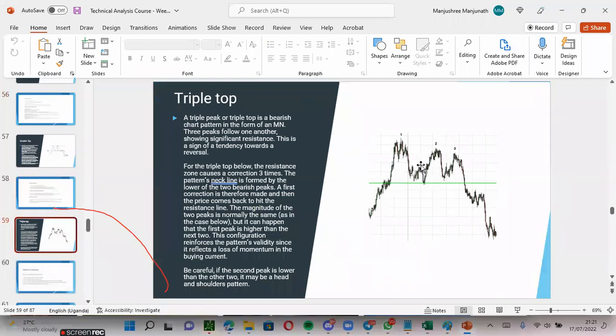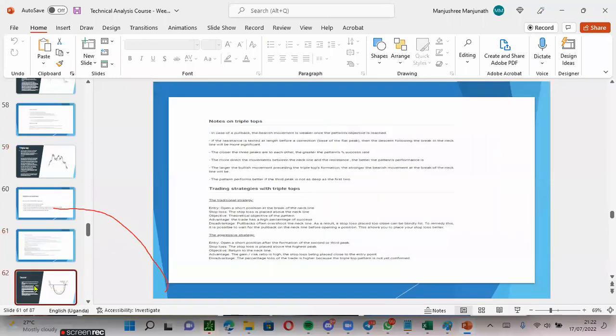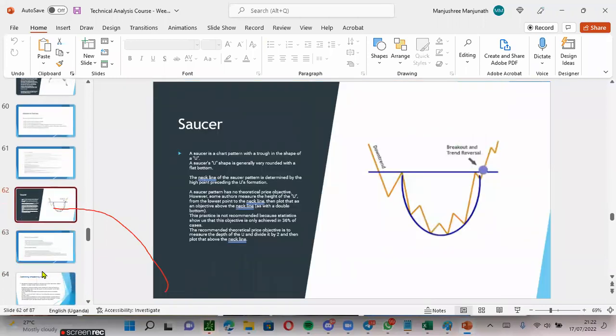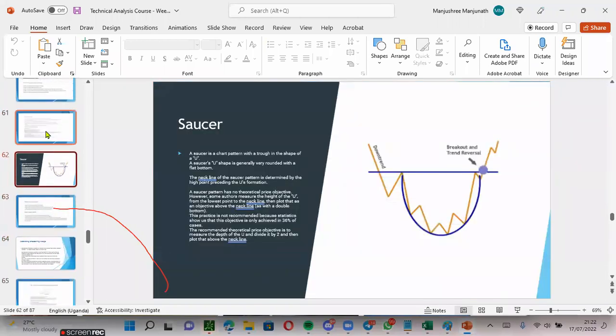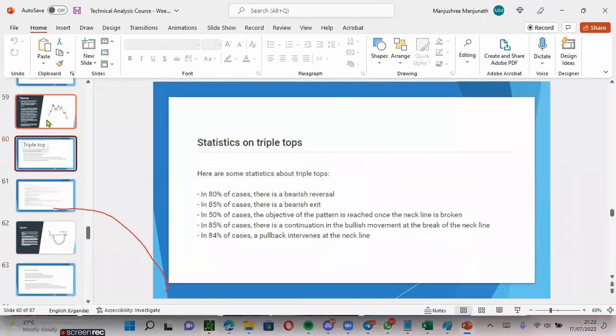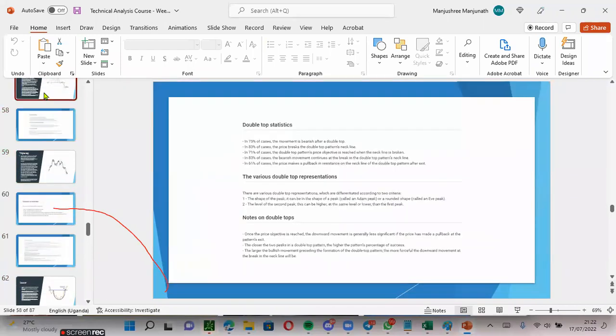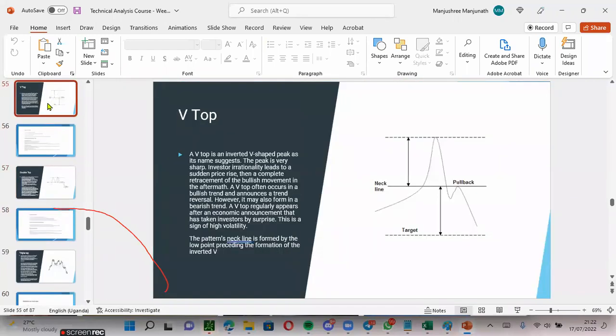So this is triple tops, one top, second top, third top. Here the neckline will work as a support. Eventually it bounces back up from the neckline. But if it breaks that neckline, it will go further down. That's all. And saucer. Something like this, triple tops, bottom, triple top, double top.